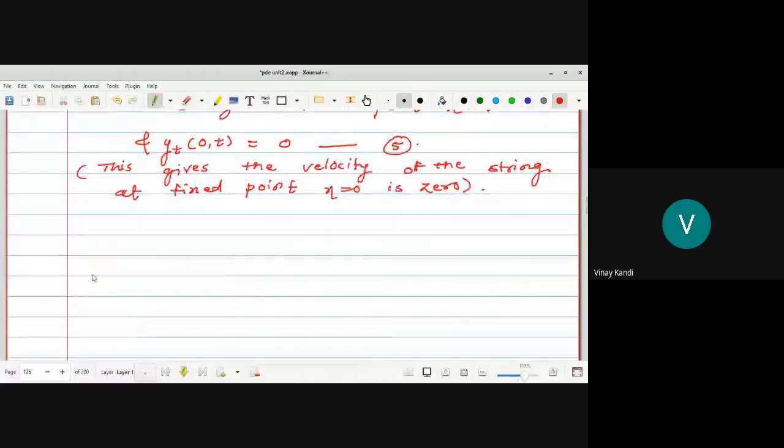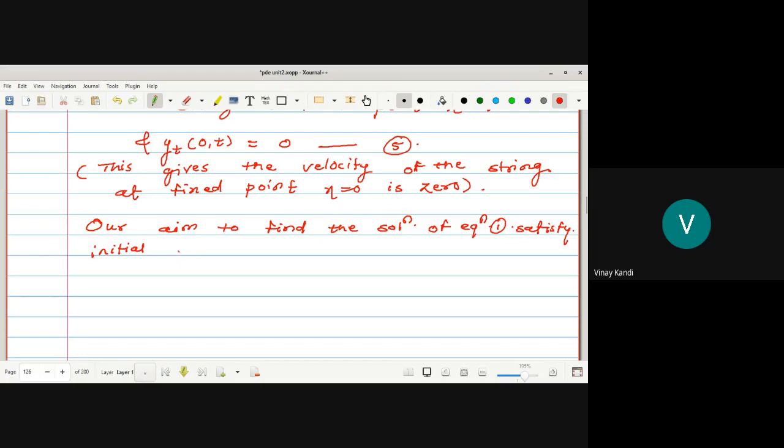Okay, so our aim is to find the solution of equation 1, that is y of x, t, satisfying the initial and boundary conditions, equations 2, 3, 4, 5. These are the 4 initial and boundary conditions.